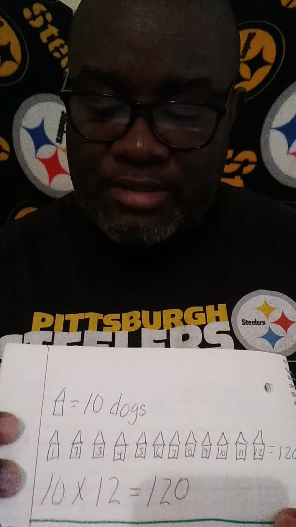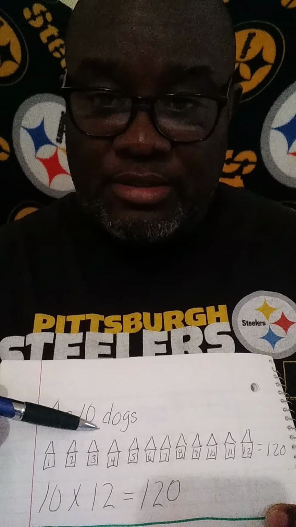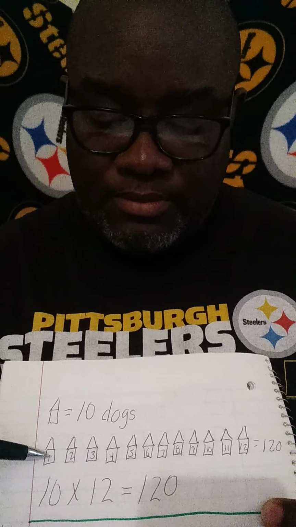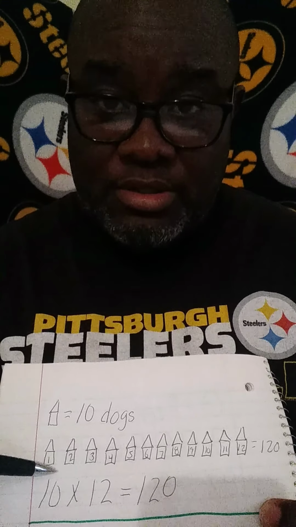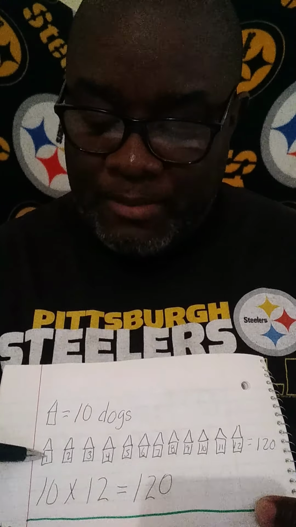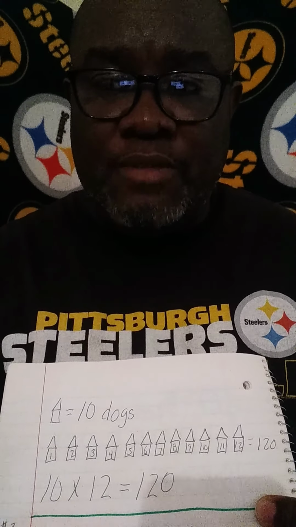If each house has 10 dogs, so one house equals 10 dogs. What we did is we drew, they want to know how many dogs are in 12 houses. So we drew 12 houses. You see, my houses are numbered 1 through 12. And you can do this one of 2 ways.